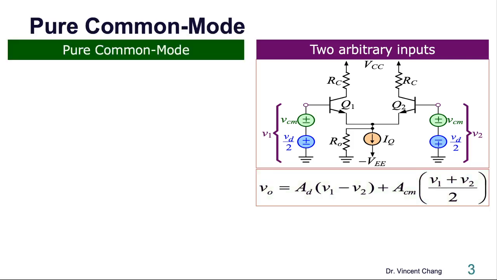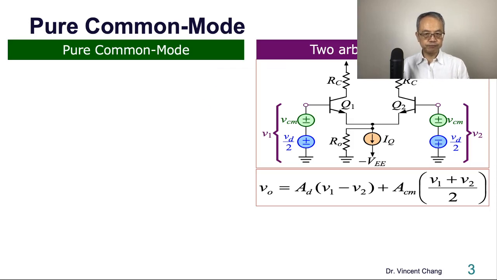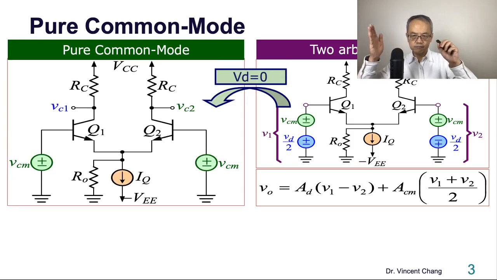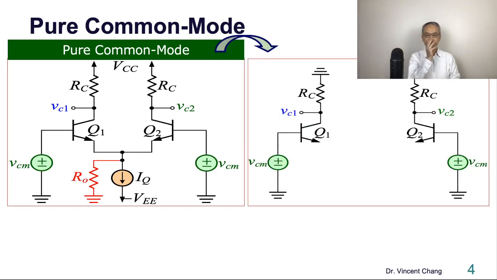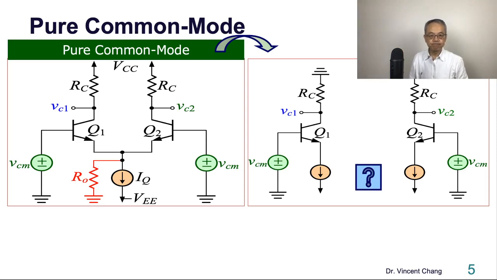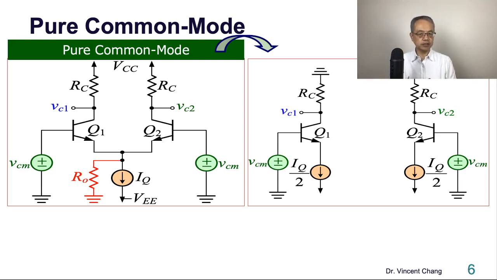If we're going to do the pure common mode analysis, we have to set the differential part to 0. Then if you set VD to 0, what do you get? The left-hand side is VCM, the right-hand side is also VCM. RO represents the finite output resistance of the constant current source. Then, because of the circuit symmetry, the IQ is going to split. The left-hand side bias current has IQ, and the right-hand side is symmetric.